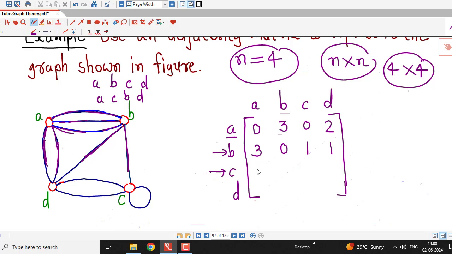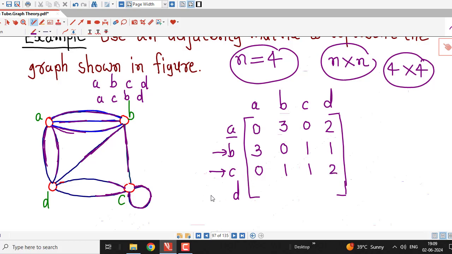There are no edges from C to A, therefore this entry is 0. What are the edges from C to B? There is one edge from C to B, therefore we write 1 here. And there is one loop at C. There is an edge from C to itself, that is a loop at C, and therefore this number is 1. From C to D there are 2 edges, so this number is 2.